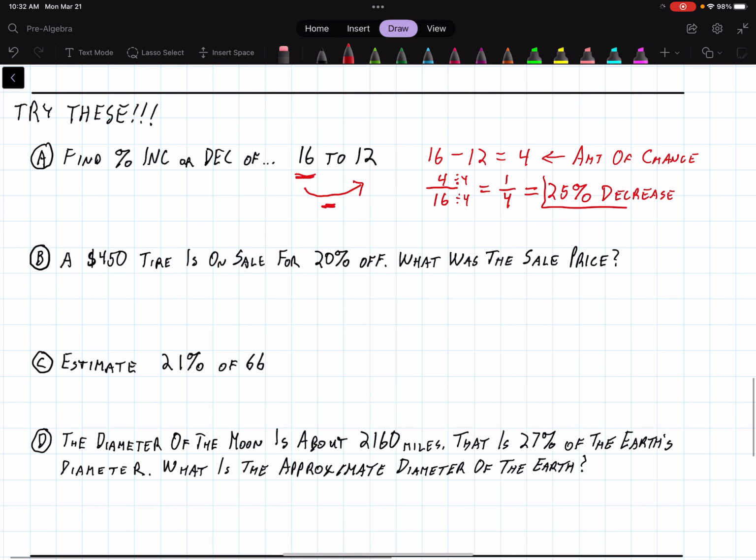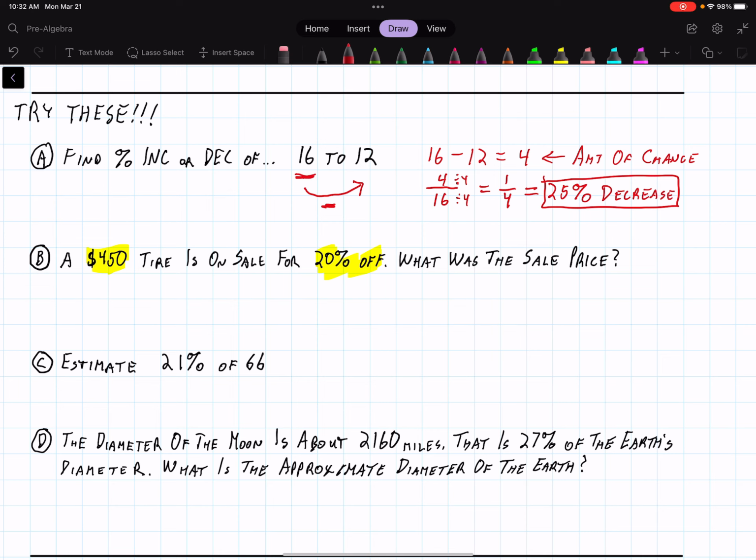And that is our answer. What about the second one, letter B? We have a $450 tire. It is on sale for 20% off. What is the sale price? Well, we're going to use it just like we did above.